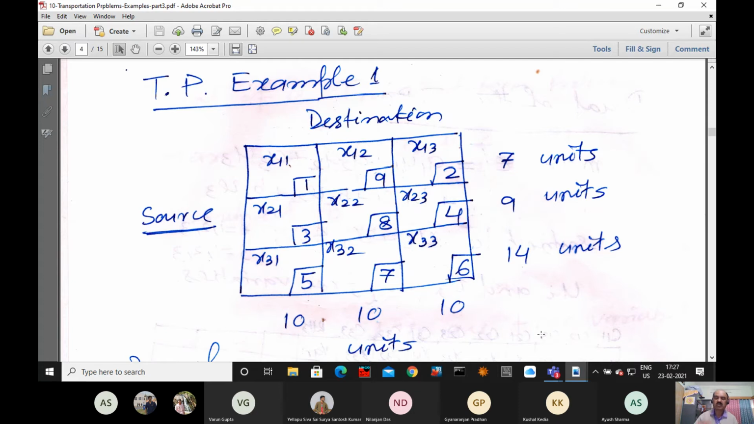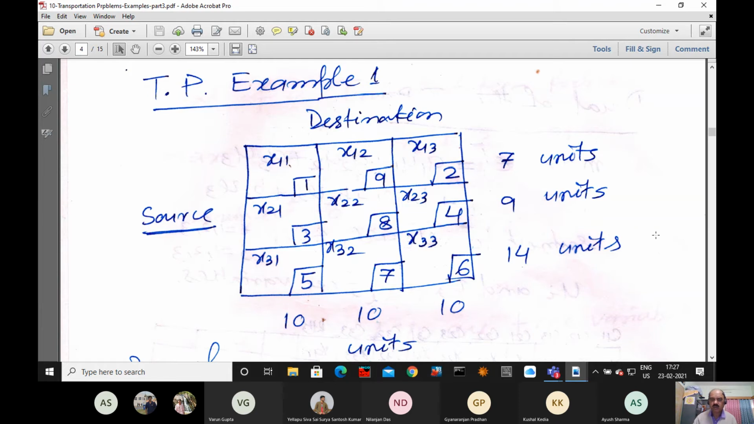So it is a balanced transportation problem. Yes or no? Is it a balanced transportation problem? Yes, sir. It is a balanced transportation problem. Now we want to solve.